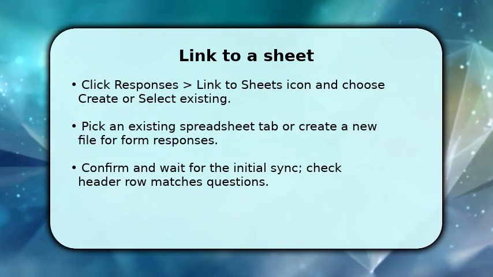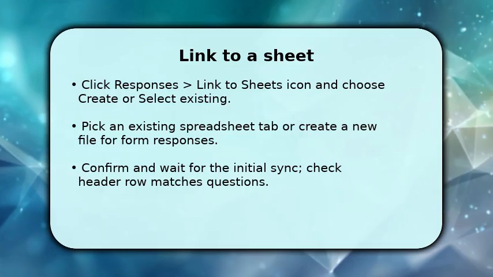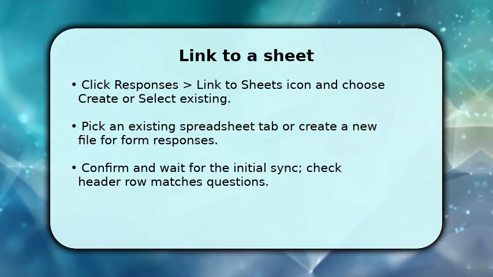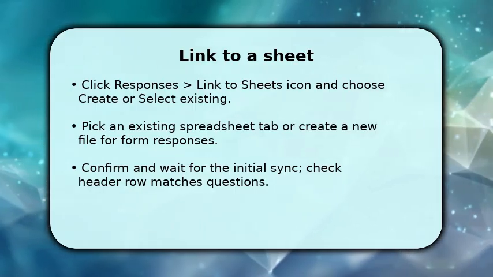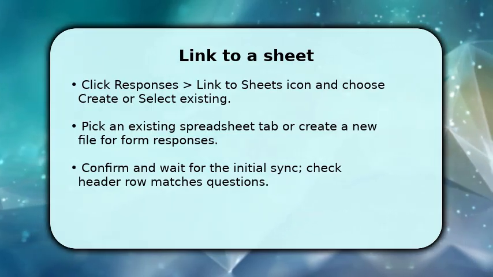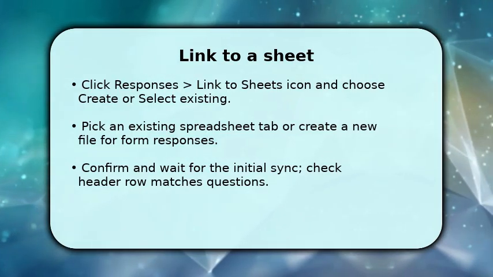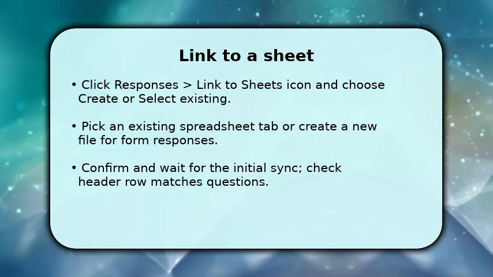Now connect your form to Google Sheets. Go to Responses and click the Sheets icon, then choose Create a new spreadsheet or select Existing. If you choose Existing, pick the exact sheet tab to avoid overwriting data. Once linked, Google populates a header row that mirrors your questions. Verify headers and question order. Make sure timestamps are enabled if you need submission time.